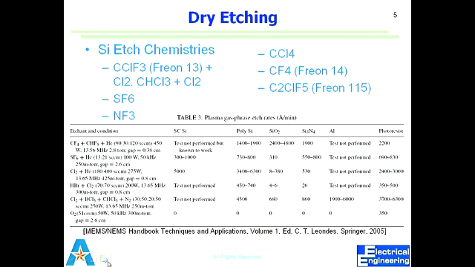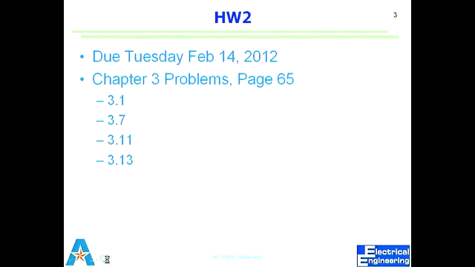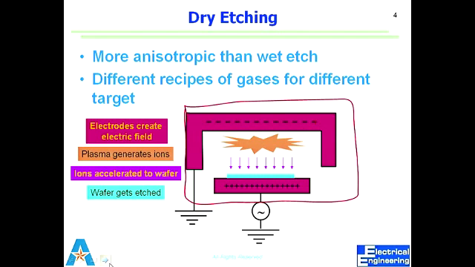So this field is giving the directionality to these ions. So yes, it's a valid concern that this can happen, but no. Since we have applied the bias, most of the etchants will move vertically, right? Most of them will move vertically.